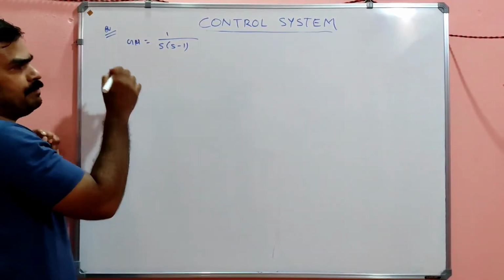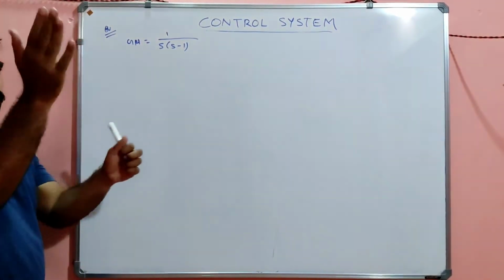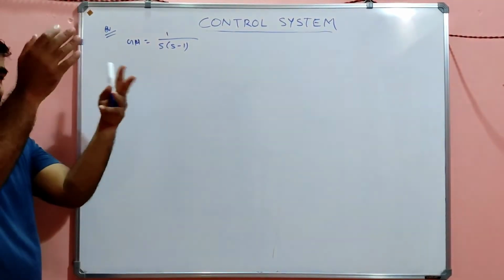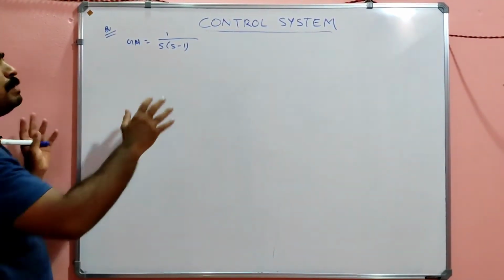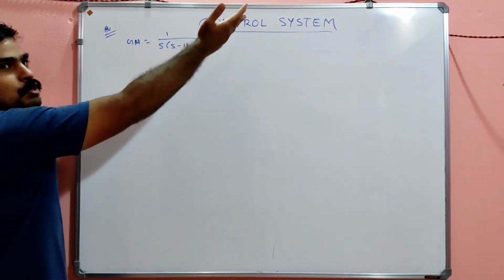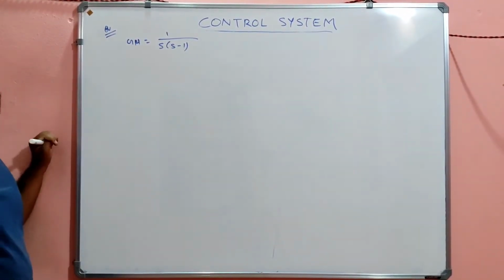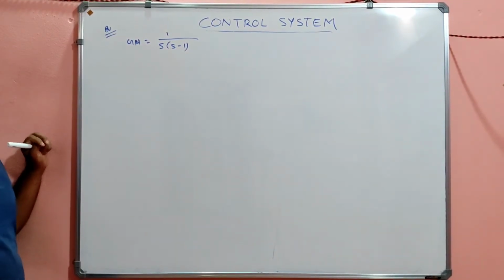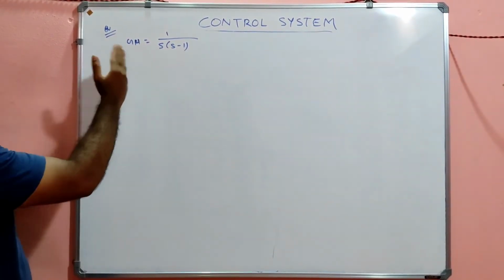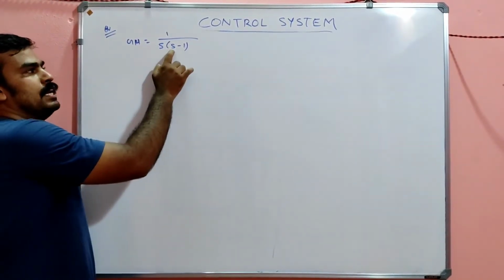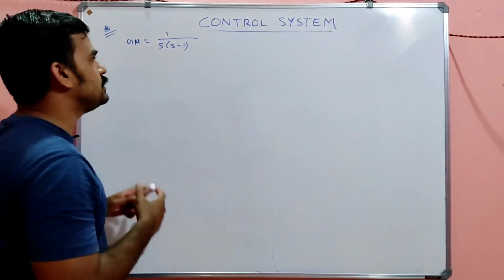See, in all previous problems, it was like s plus 1 divided by s cube into s plus 1 into s plus 3, or s divided by s plus 1. All were plus. S plus 1 in the numerator or denominator, also s plus something. But now it is s minus. What is the indication of s minus? It means there will be a pole lying on the right side, my dear.